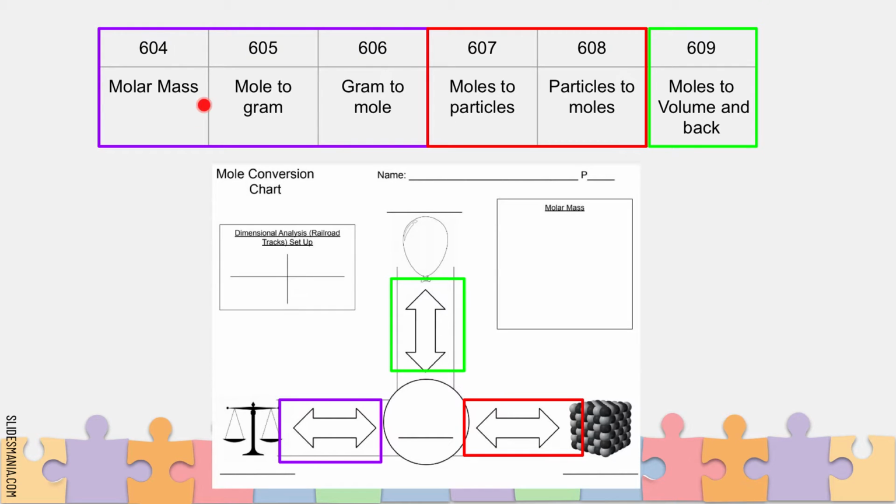604 is molar mass. We're going to figure out how to calculate something's molar mass. Then we're going to go from moles to grams using molar mass. 606 is grams to moles using molar mass. And then we're going to use moles to particles using Avogadro's number, and particles to moles using Avogadro's number, and then moles to volume and back.